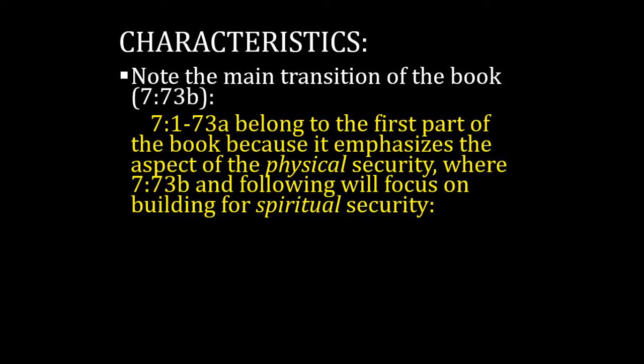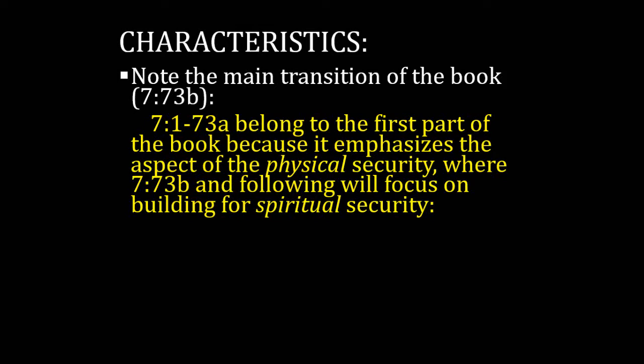Note the main transition in the book, chapter 7, verse 73, the second part of the verse. 7:1 through 73a belong to the first part of the book because it emphasizes the aspect of physical security, whereas chapter 7, verse 73b and the following will focus on building for spiritual security. And again, all these are important. I'm trying to just find the author's path, and these transitions help us in discovering those things.